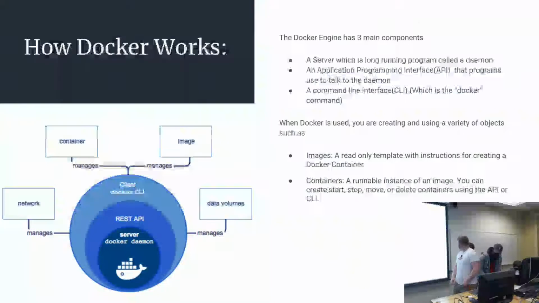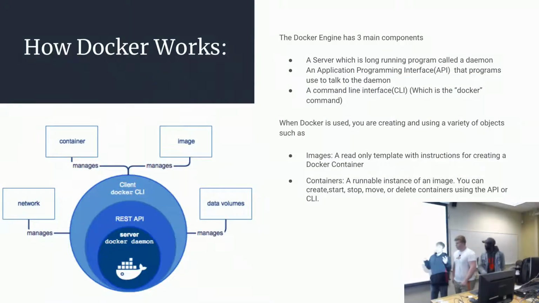Here we go. How Docker works. The Docker engine has three main components. It has a server, which is like a daemon. Well, if you know what a daemon is, it's a long-running program. It has an application programming interface, an API that talks to the daemon, and a command line interface, the CLI, which is just a Docker command in the bash script.